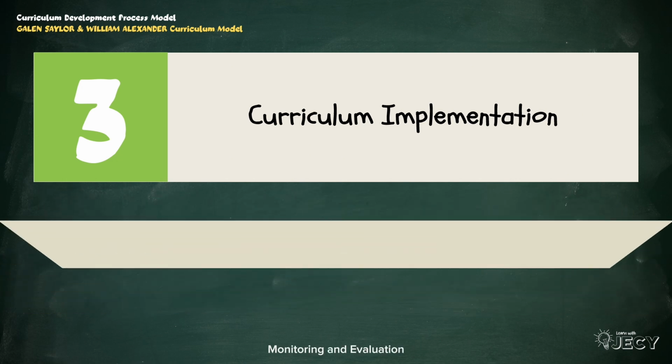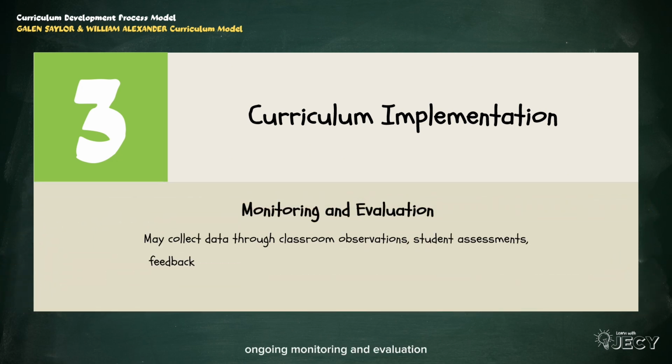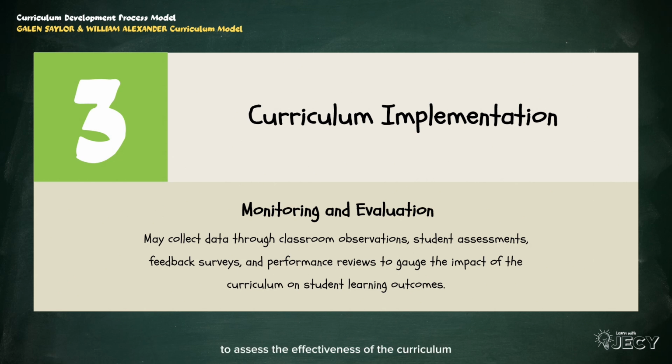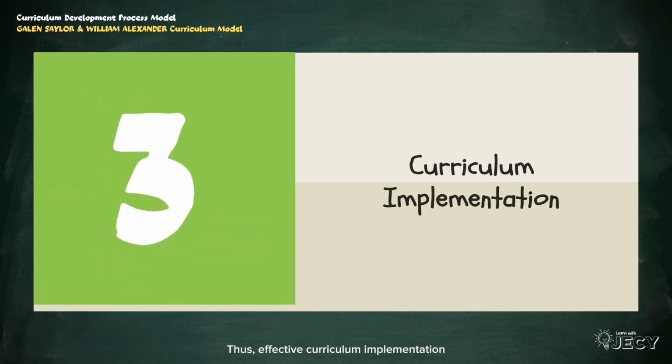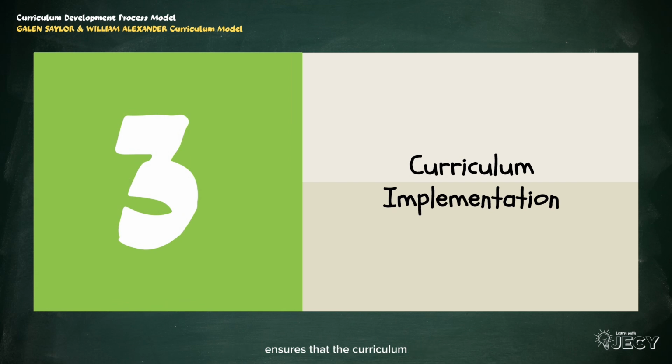environment. Monitoring and evaluation. Ongoing monitoring and evaluation are essential to assess the effectiveness of the curriculum implementation and to make informed decisions for improvement. School administrators, curriculum coordinators, and teachers may collect data through classroom observations, student assessments, feedback surveys, and performance reviews to gauge the impact of the curriculum on the students' learning outcomes. Thus, effective curriculum implementation ensures that the curriculum goals and objectives are achieved, leading to meaningful learning experiences for students.